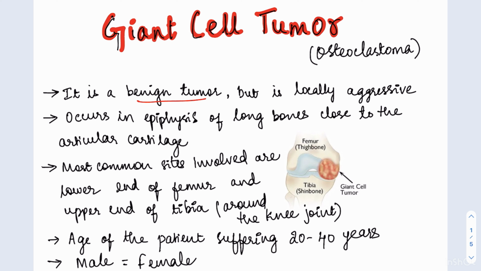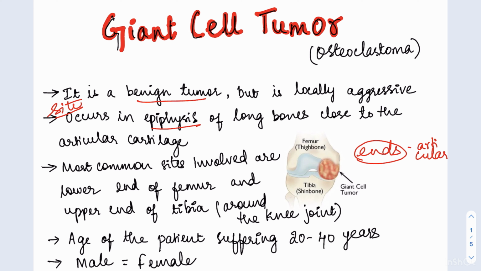What is the most common site of the occurrence of this tumor? Let's see the most common site where it occurs. It occurs in the epiphysis of the long bones. Epiphysis is nothing but the end of long bones, close to the articular cartilage. So we know that ends of long bones contain articular cartilage, and the tumor most commonly occurs at this part, that is epiphysis, close to the articular cartilages.